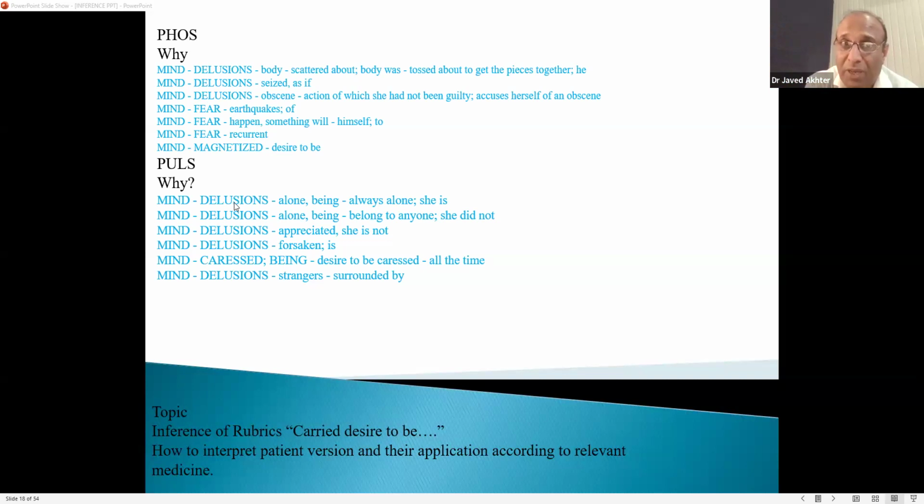So what is the bed of this patient? Due to this reason, the patient goes to the mother's lap. Why pulsatilla? It is a common medicine. Being always alone, she is. Alone, she does not belong to anyone. Mera koi bhi nahi hai. Appreciated she is not. Careless desire all the time. Delusion strangers surrounded by. Basically she wants to be caressed all the time.